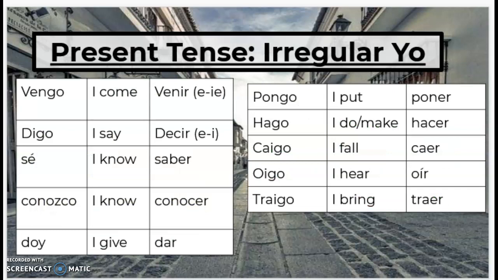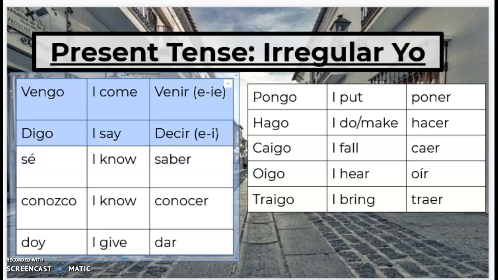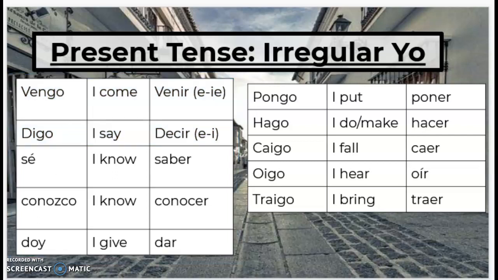The last topic to review is irregular yo verbs. These verbs are just irregular in the yo form and follow the normal endings everywhere else. There's a couple on here, venir and decir. They do have irregular yos. They also stem change in the other spaces as well. The rest of these are regular everywhere else.